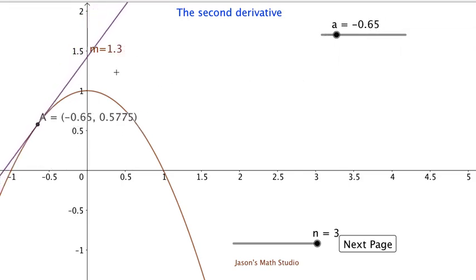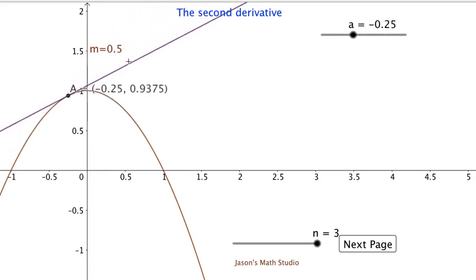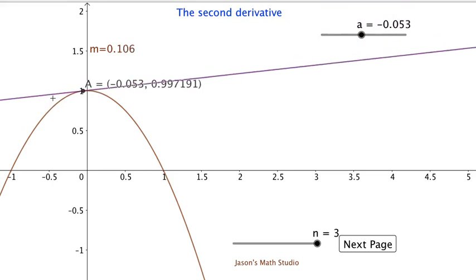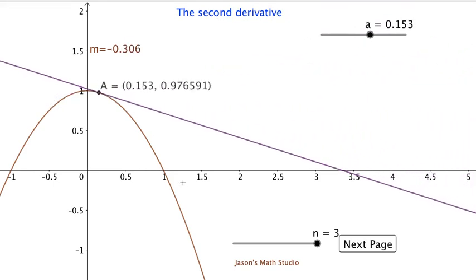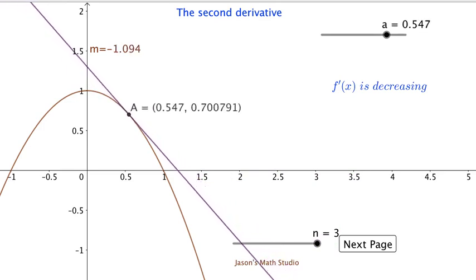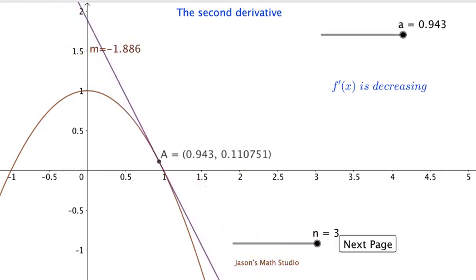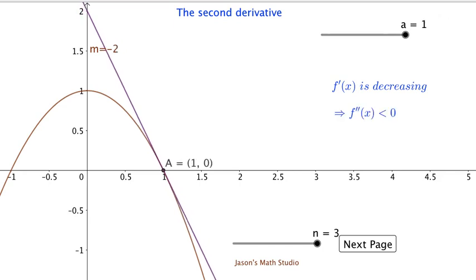You will notice that the gradient of the curve is decreasing from a positive number to a negative number. Since m is decreasing, that means f dash of x is decreasing, and f double dash of x is negative. The shape of this curve is concave downward.